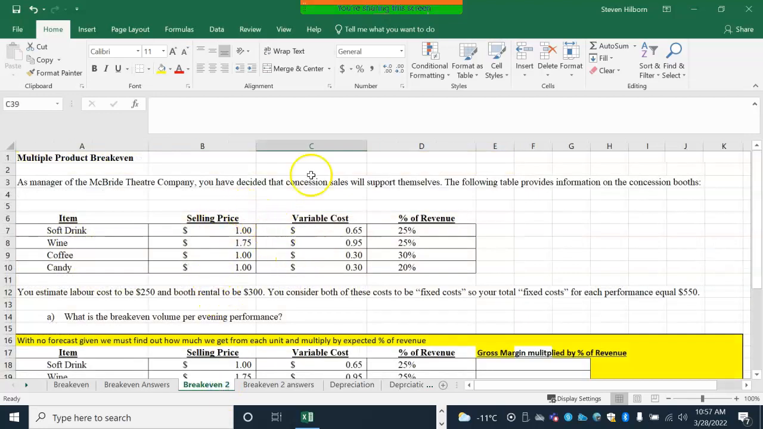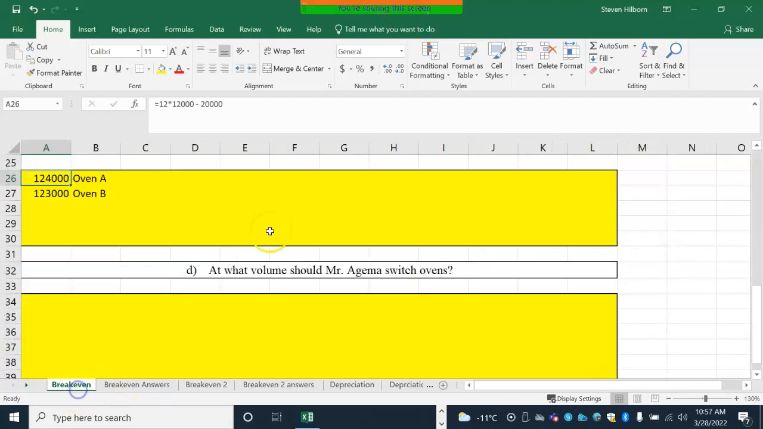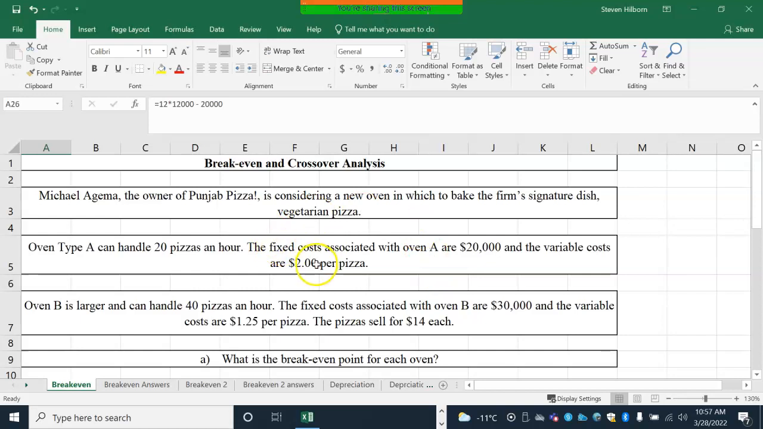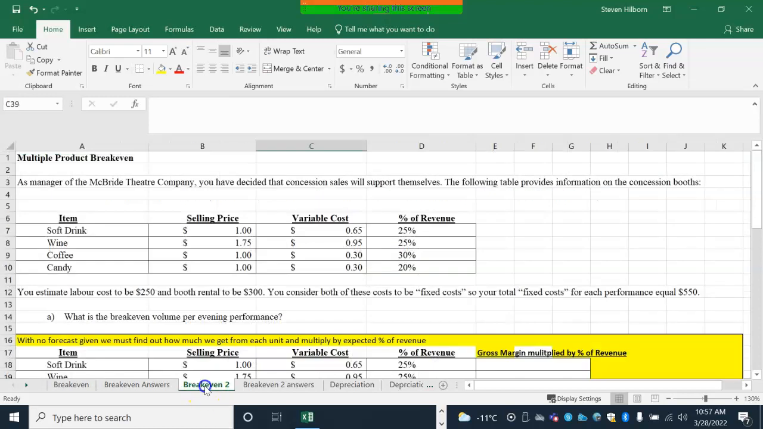Okay, next one. So that is a single item looking at a, so this right here was a single item, one pizza, $1 amount, and just a different variable cost between the two based on a different piece of equipment. Now, it doesn't really work like that always. Instead, we might have multiple products. So we're not going to go through an entire menu or anything, but what we have is a little theater company that sells snacks. So it's a little concession sales area.